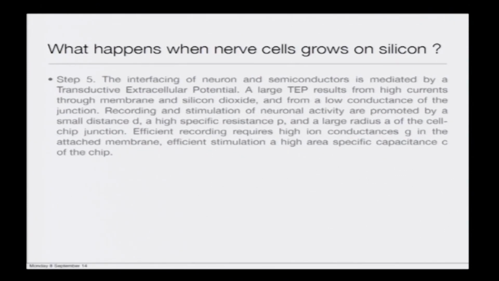The interfacing of the neuron and semiconductor is mediated by transductive extracellular potential. A large TEP results from high current through membrane and silicon dioxide and from a low conductance of the junction. Recording and stimulation of neuronal activity are promoted by a small distance d, high specific resistance ρ, and a large radius a of the cell-chip junction. Efficient recording requires high ion conductances g in the attached membrane, and efficient stimulation requires high specific capacitance c of the chip.